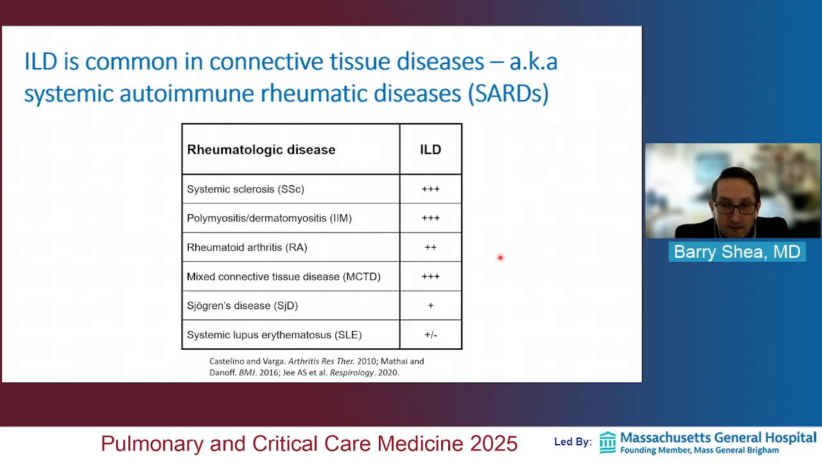ILD occurs in up to 50% of patients with systemic sclerosis or myositis. It's a little bit less common in RA. About 10% of patients with RA develop clinically significant interstitial lung disease. Mixed connective tissue disease, as an entity that has features of myositis and scleroderma, also has a very high incidence of ILD. In Sjogren's disease, it's been reported that up to 20% of patients develop interstitial lung disease.